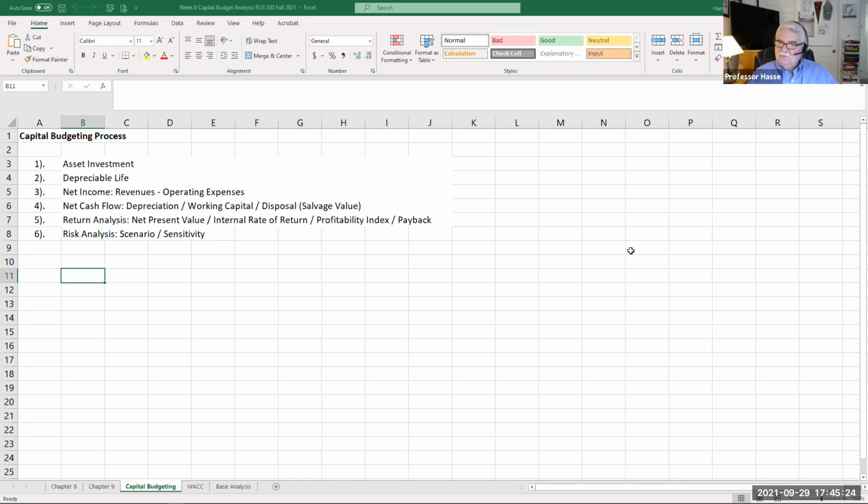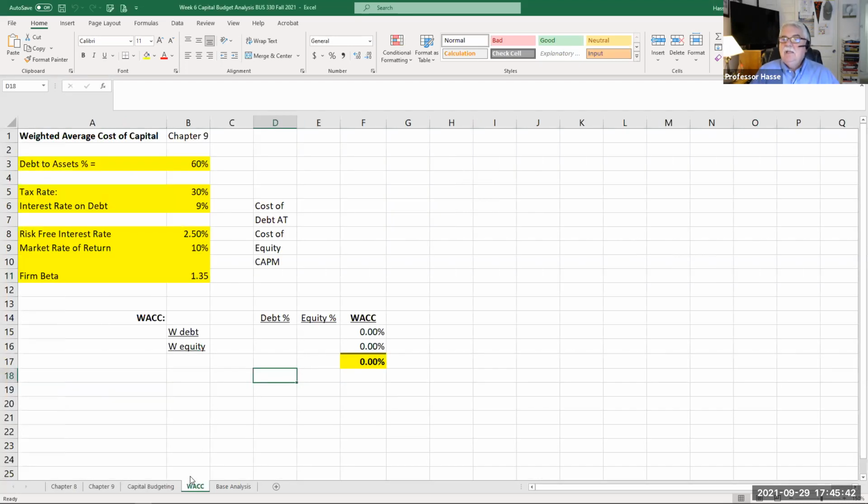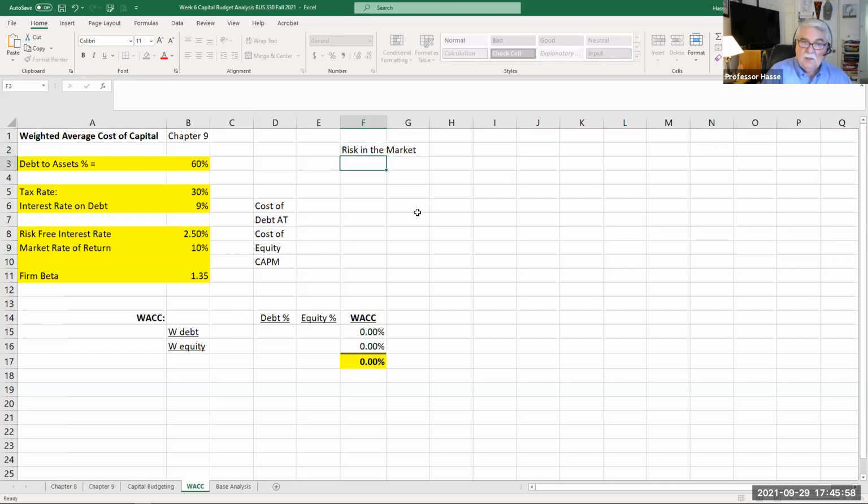But for corporations, it's a little bit more complicated. But basically, it's the same thing. What does it cost us to get our money? It's called, for our analysis, the weighted average cost of capital. This is talked about in chapters 9, 10, 11, and 12. What this is, it's the risk in the market. What is the company's risk in the market?